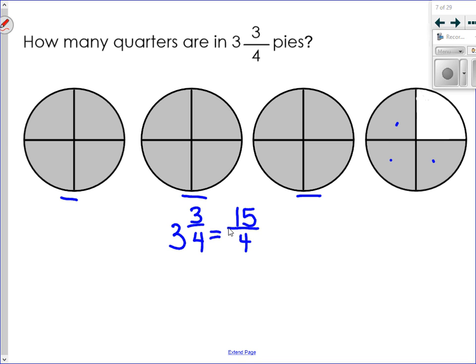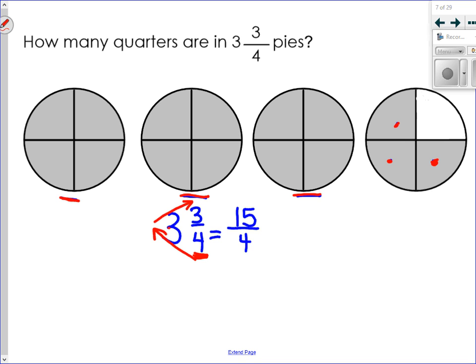So 3 whole pies is like 3 times 4, right? Three pies that each have 4 pieces in them, right? So 3 times 4. So I'm multiplying this big number out front. I'm going to just draw it a little better. There we go. I'm multiplying this big number out front times this denominator. So I'm going this way. 4 times 3 is 12. And then I have 1, 2, 3 more pieces. So I'm adding on this 3.